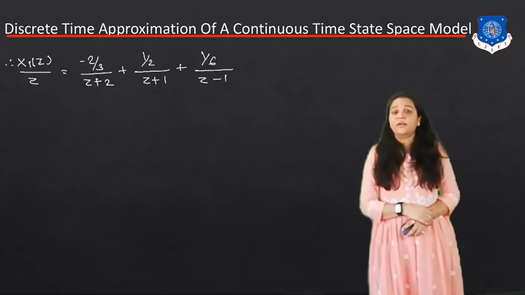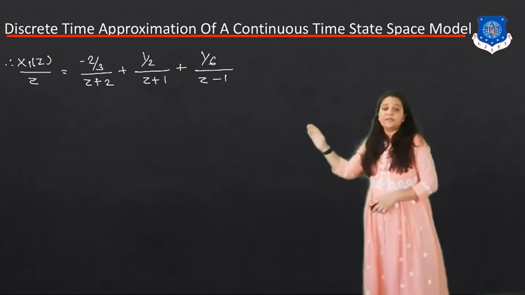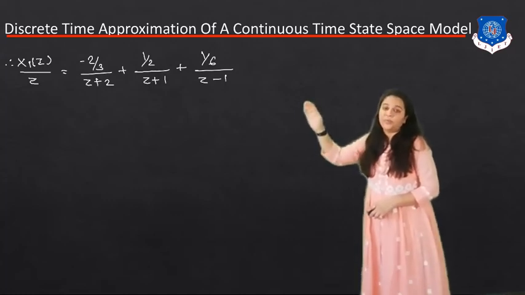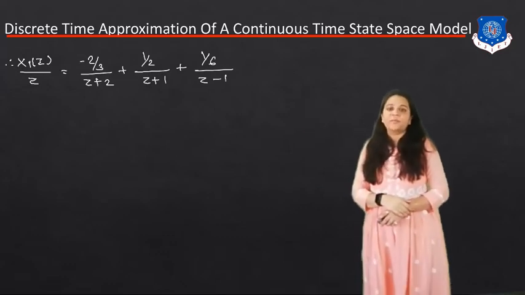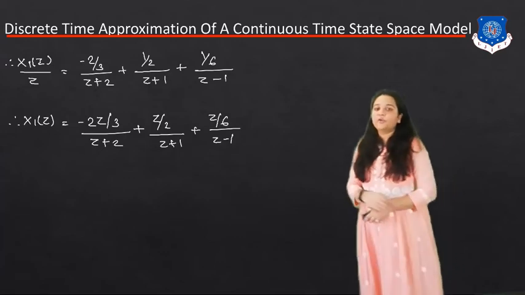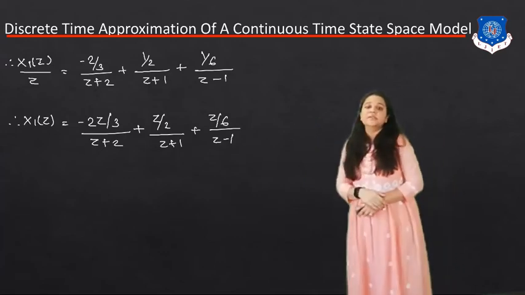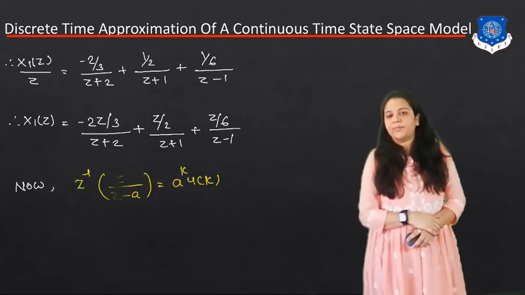Now the second term will be X1(z) upon z, that is equal to, put the value of a, b, c: minus 2 by 3 upon z plus 2, plus 1 by 2 upon z plus 1, plus 1 by 6 upon z minus 1. So X1(z) is equal to minus 2z by 3(z plus 2), plus z by 2(z plus 1), plus z by 6(z minus 1).